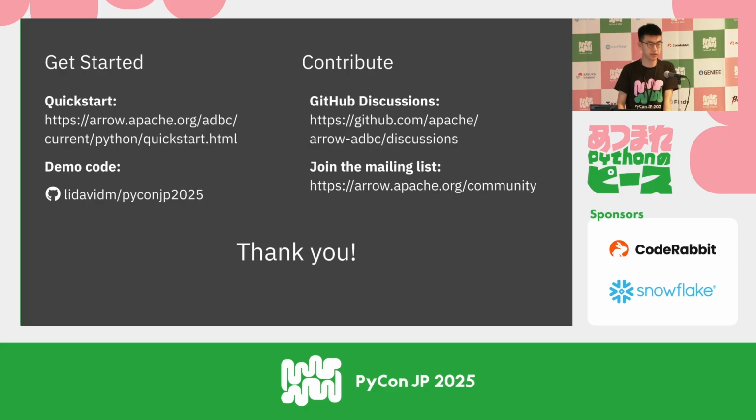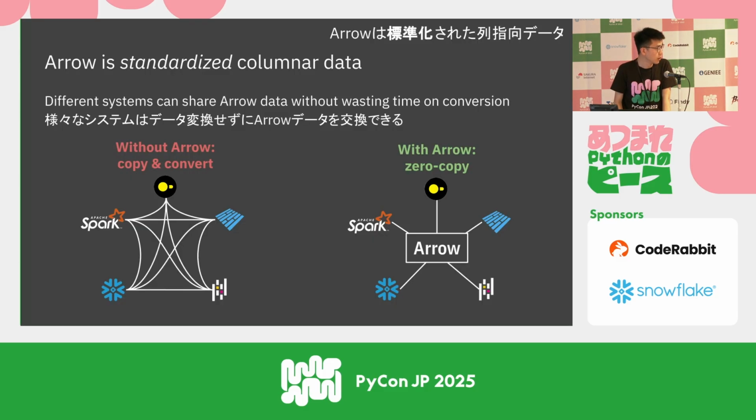For serialization and deserialization, the point is that we can avoid doing that in the first place because all these different tools are compatible with Arrow. And so there is essentially no serialization by definition, because all these tools support the same data format in the first place.